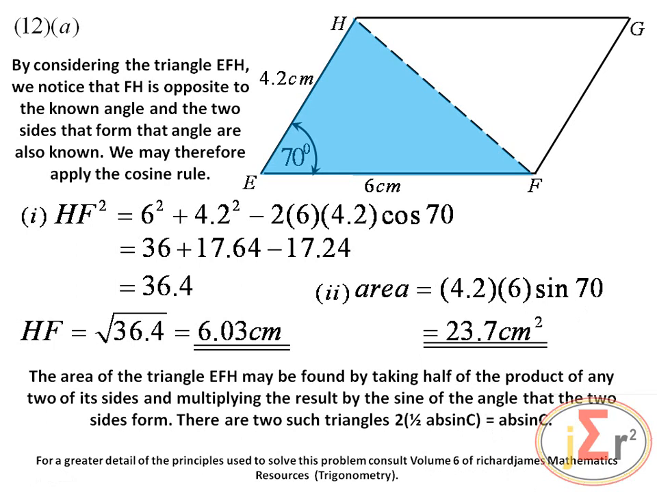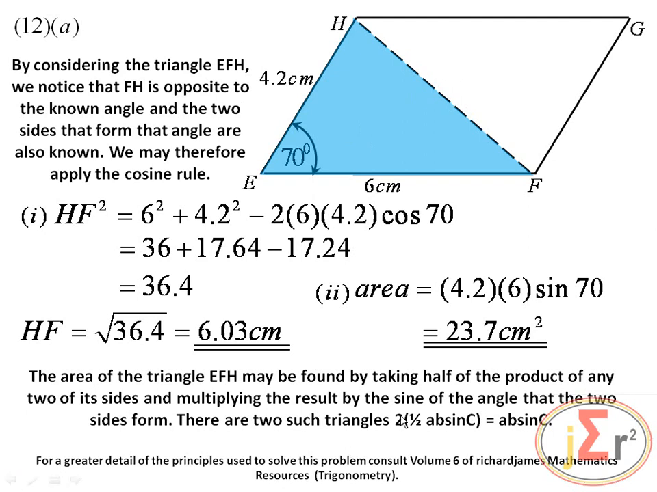So, to find the area of any triangle, find half of the product of any two sides, multiply that result by the sine of the angle that the two sides form, and that will give you the area of the triangle. But notice that we have two triangles of equal size, so the area of the entire parallelogram will be 2 times a half times the product of the two sides multiplied by sine of the angle that the two sides form.